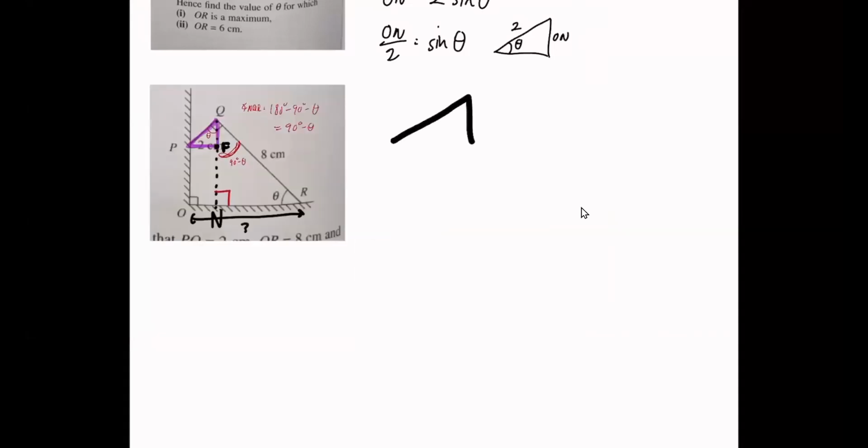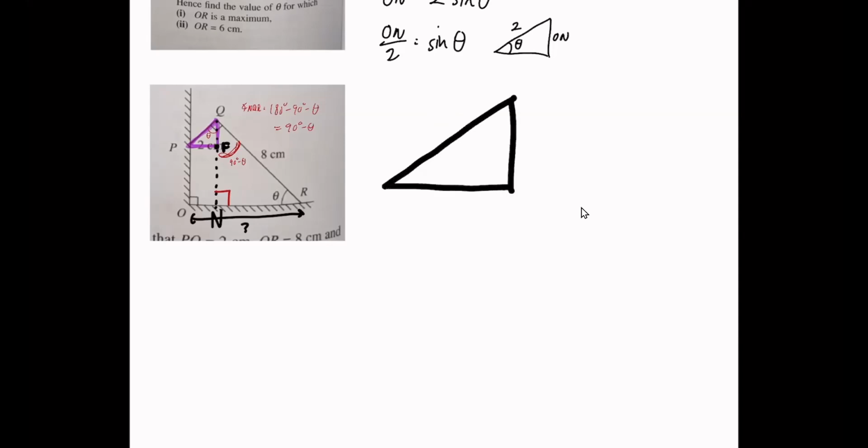I should draw this right angled triangle a bit bigger. There's a point F, there's a point Q, there's a point P, there's a theta. What else do we have? 2 cm is the length PQ here. We want ON, which happens to be the same as PF, right? Because you can see this rectangle here. Okay, good. So you agree that PF is equivalent to ON in length.